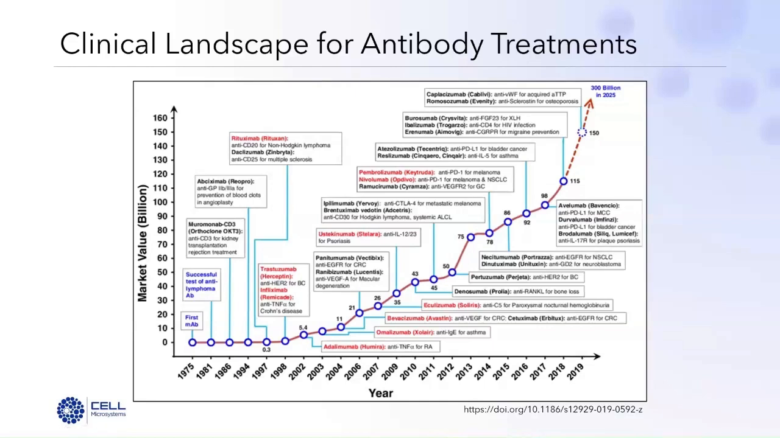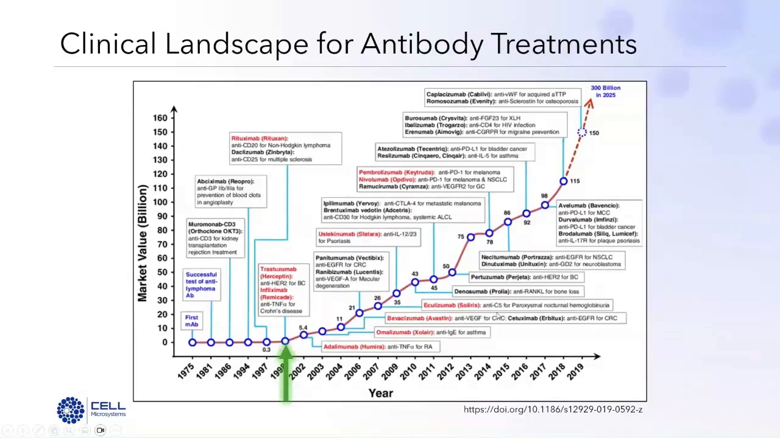Monoclonal antibodies have been used for a variety of treatments, ranging from oncology to asthma to osteoporosis. But what I really want to draw your attention to in this graph is what I would consider to be the inflection point in the use of monoclonal antibodies in the clinic. And that's the advent of trastuzumab, or Herceptin, in 1998. This was the first targeted antibody for use in breast cancer patients that were expressing the HER2 gene.